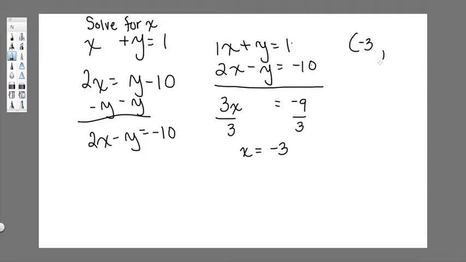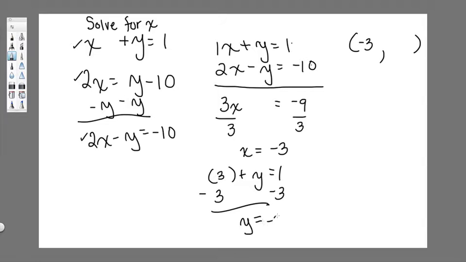So in my ordered pairs, remember the x's come before the y's. I can substitute it into this equation right here, this equation, or this equation. I think the first one just looks the simplest. So x is 3 plus y equals 1. The inverse of a positive 3 is a negative 3. So I'm going to get y equals negative 2. And there's my answers.